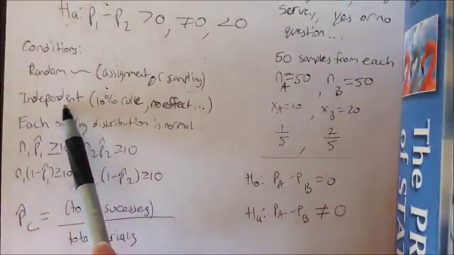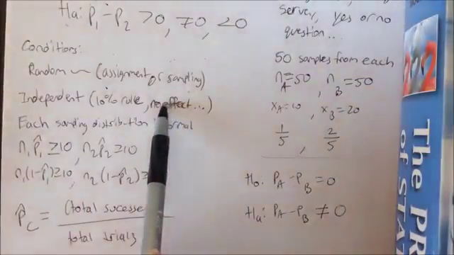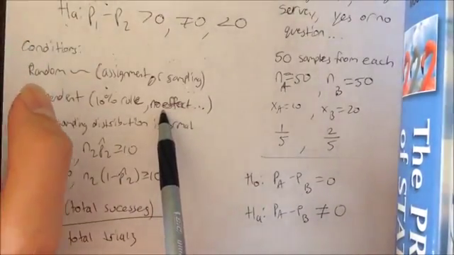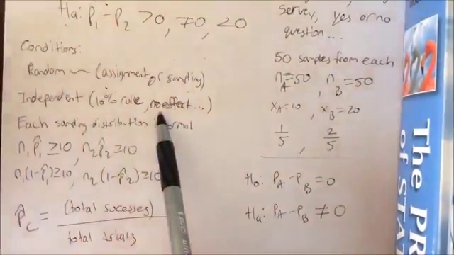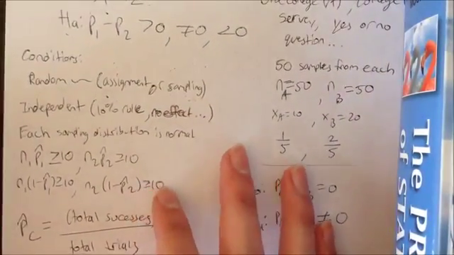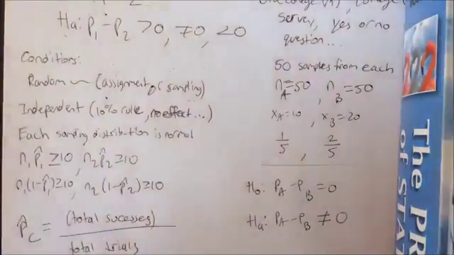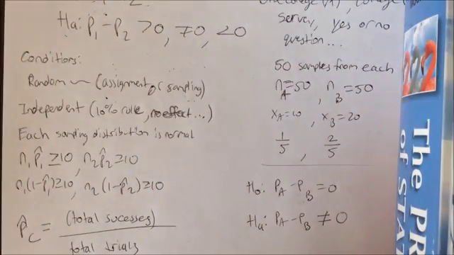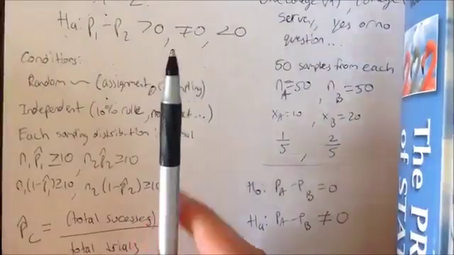Each trial needs to be independent. So either you can say that there's no effect on each other, so if I do this trial, it won't affect this trial, or the 10% rule, which says that the number of samples you have won't affect the proportion or chance that you pick someone. Basically, just another independence rule.